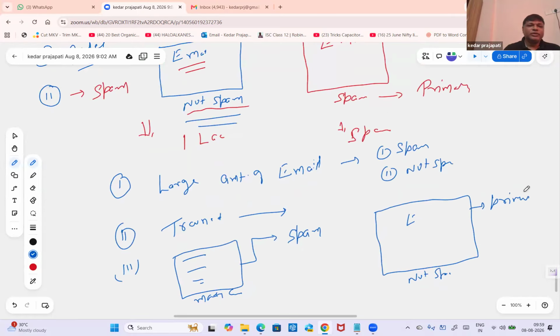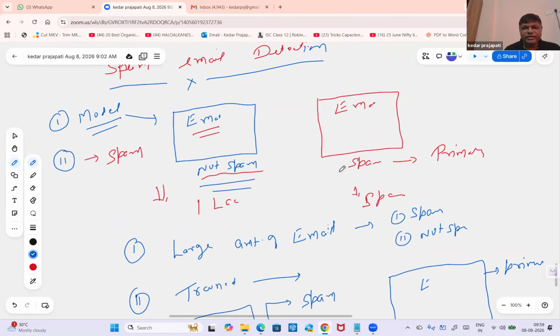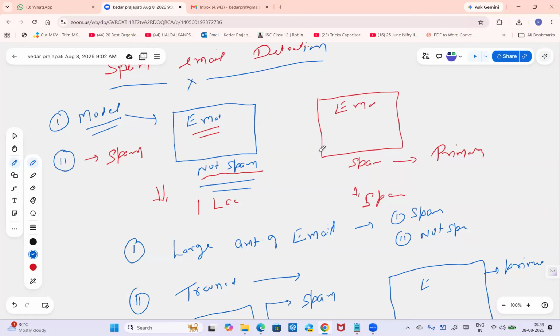So here also, in email detection, we are providing label data. Okay? Does anyone have any doubt? Team? No, Kedaji, clear. Okay.